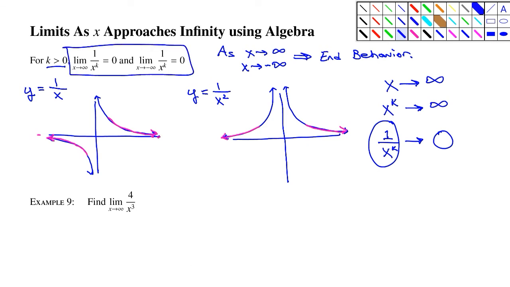If you have the limit as x goes to infinity of 1 over x to the k, then it gets closer and closer to 0. And it works the same way on the other side. It's getting closer and closer to 0 as well.